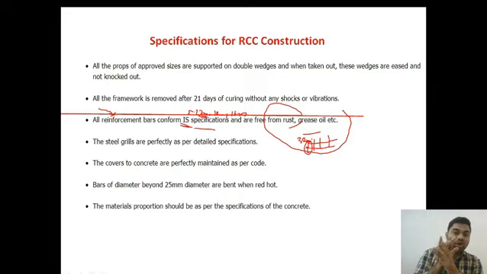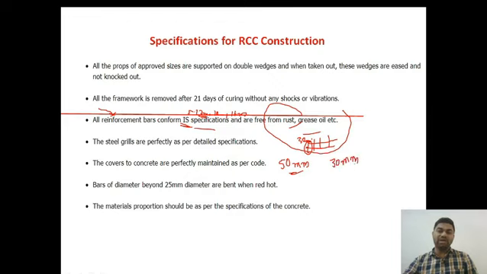The cover to concrete is perfectly maintained as per code. The cover of the concrete has to be maintained. There are various values. For footings, there should be a minimum of 50 mm cover. For beams and columns, there should be a minimum of 30 mm cover.